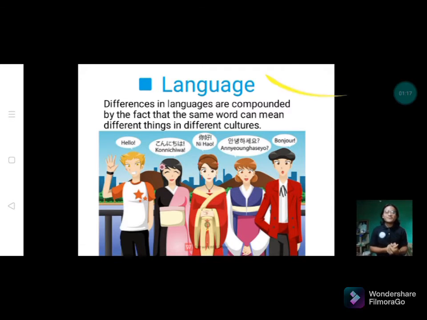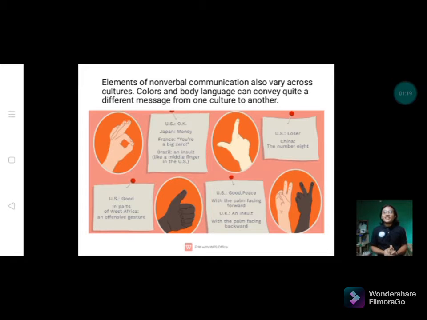Next, elements of nonverbal communication also vary across cultures. Colors and body language can convey quite a different message from one culture to another. So these are the examples. In the US, it's okay. In Japan, it means money. In France, you're a big zero. In Brazil, an insult, like in the Middle East, the middle finger in the US.